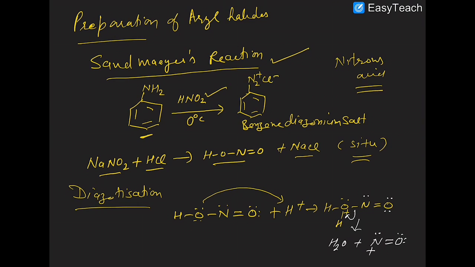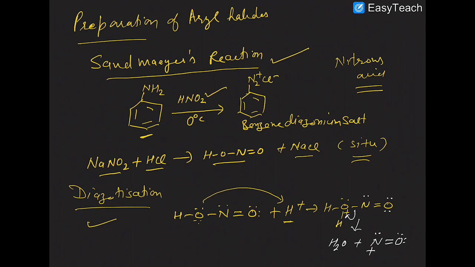Okay. Now what happens here? It forms benzene diazonium salt. How is it formed? Now look at the mechanism of diazotization. Nitrous acid reacts with H plus because plenty of HCl is there now. So one of the H plus is given by HCl.